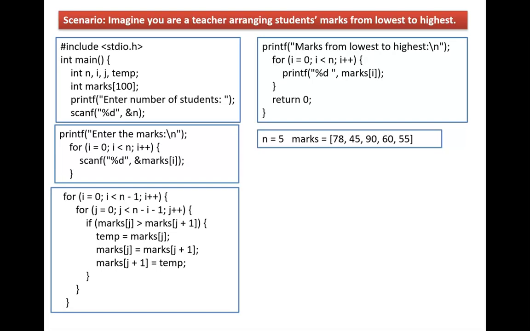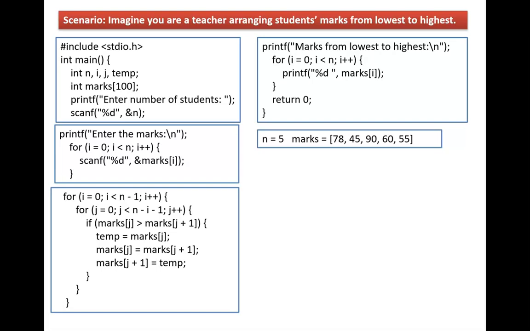If n is equal to 4, how many passes are needed? 3 passes are needed. So the inner loop is for comparisons, checking and swapping, comparing adjacent elements and swapping. If swapping is needed, you have to swap within one pass. So for all one-pass operations, the inner loop is needed.